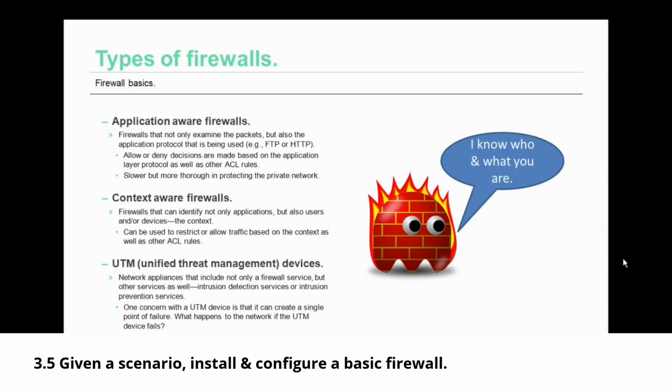Then there are Unified Threat Management Devices, or UTM devices. These are network appliances that include not only a firewall service, but other services as well, usually intrusion detection services or intrusion prevention services. One concern with a UTM device is that it can create a single point of failure in the network. What happens to the network if that UTM device fails? Is your security gone, or does the network go down? That is a concern about using a UTM.